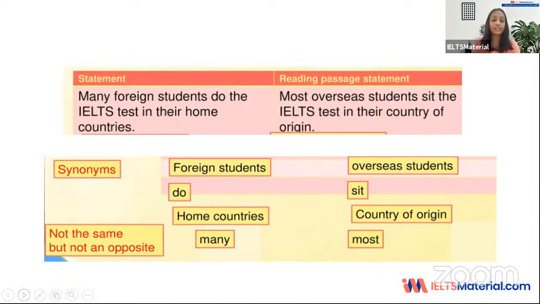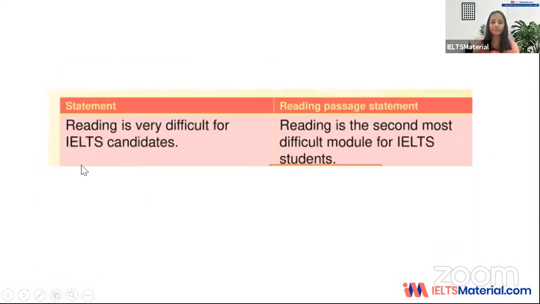Now let's read the next statement. So this is our passage. Reading is the second most difficult module and very difficult for IELTS candidates. So let's figure out, is it true, false, or not given?